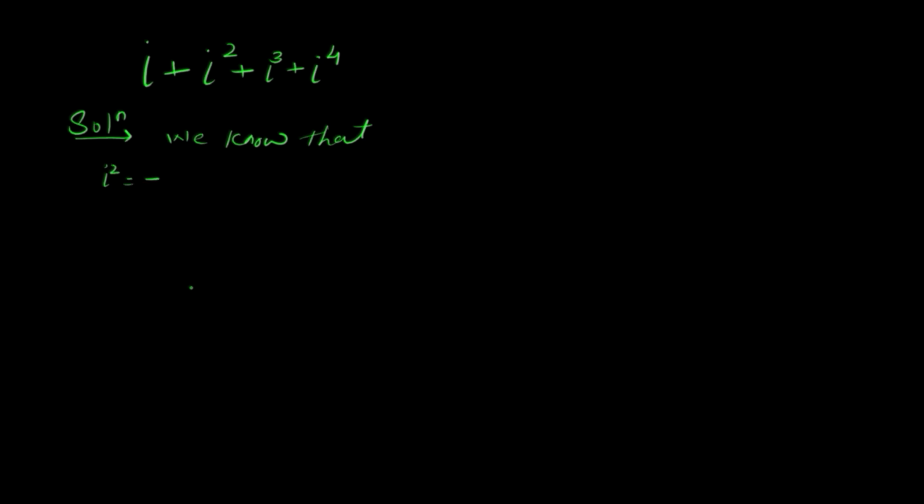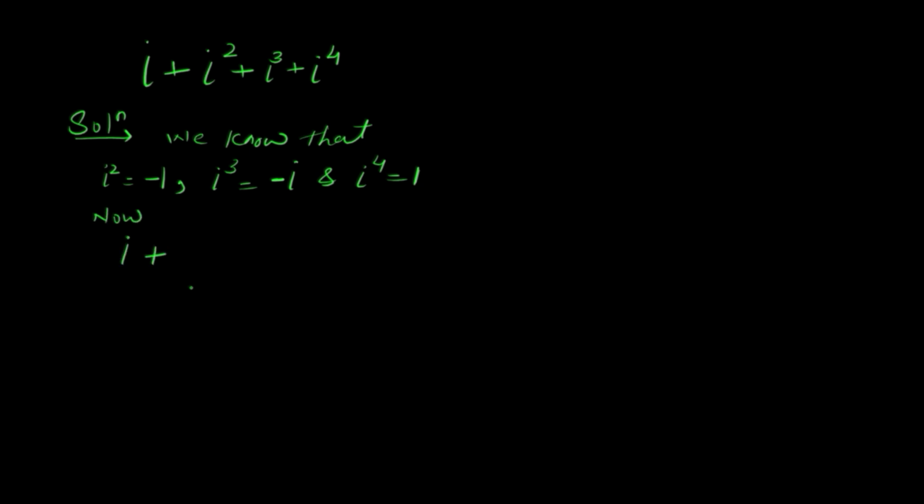Find the value of i plus i square plus i cube plus i to the 4. Solution. We know that i square is equal to minus 1, i cube is equal to minus i, and i to the 4 is equal to 1.